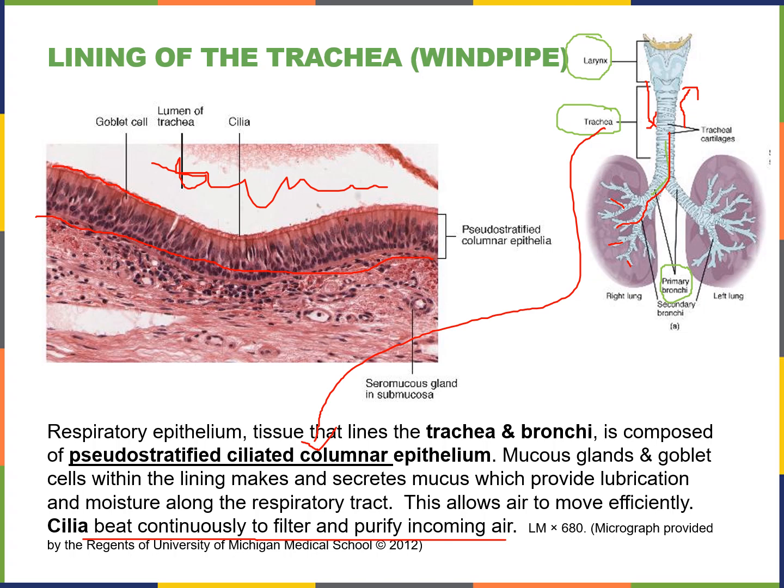So when we clear our throat like this, what we're trying to do is move that mucus up out of the respiratory passageway. We can move it into the oral cavity. We can swallow it, because if it goes to the stomach, we have hydrochloric acid, which will kill any bacteria that's on it. Or we can just spit it out.